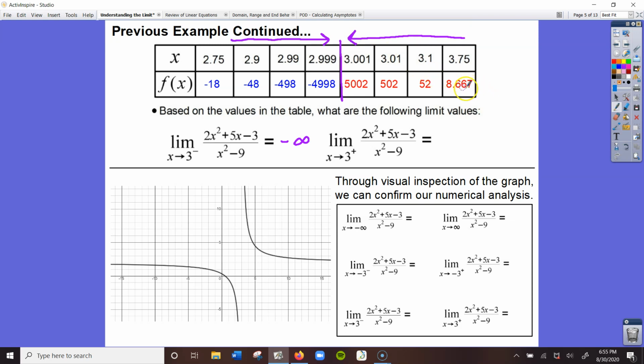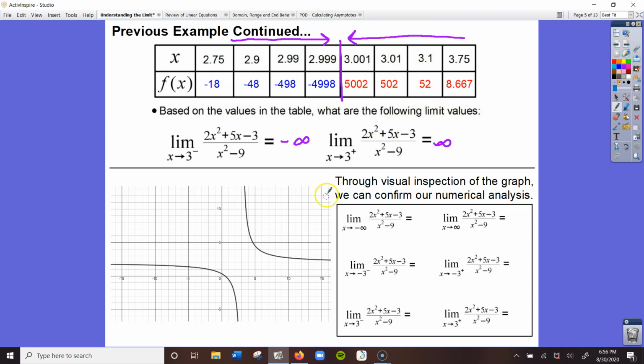Now, if we're coming from the right side and we're going towards 3, same thing. If we look at those y values, we go from 8.667 to 52, and then all of a sudden to 502, and then 5,002, with such slight differences in these x values. That means that our graph is increasing super fast in such a small amount of time. So again, we have a vertical asymptote there. And that's why, since it's increasing, it's going towards positive infinity.